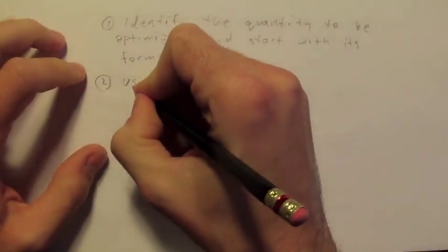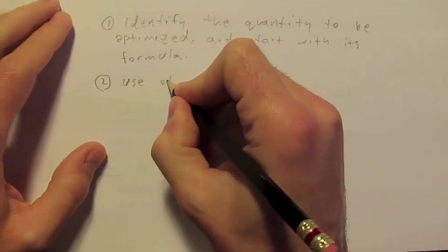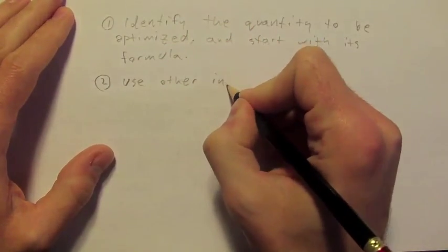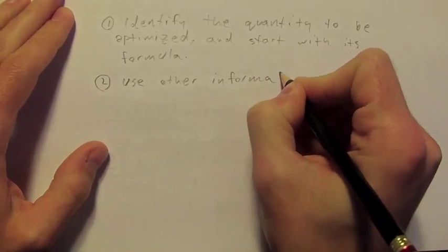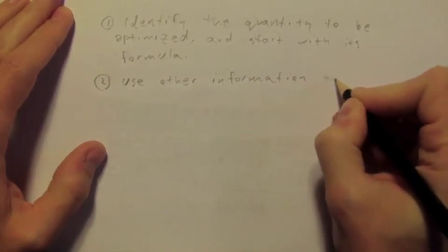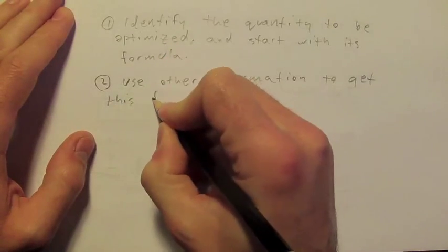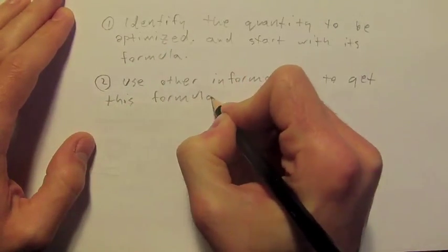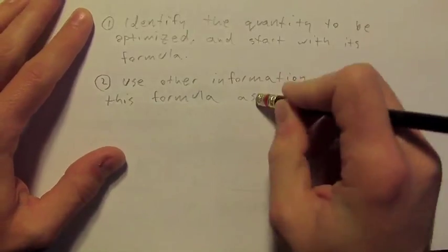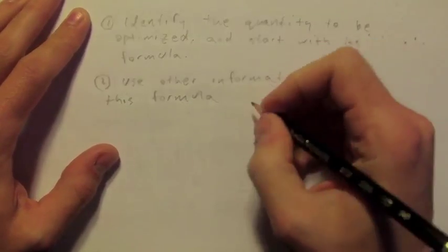Then two, you use other information to get this formula as or in terms of a single variable.